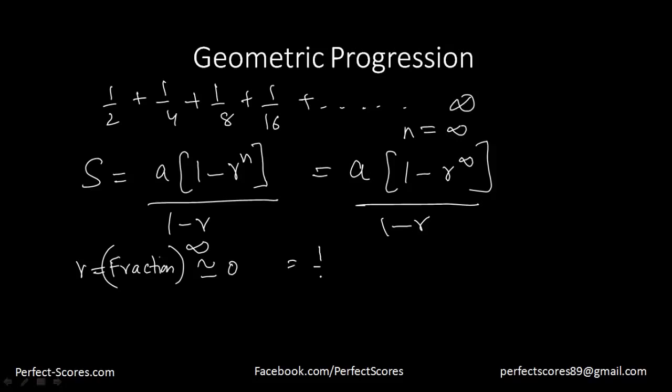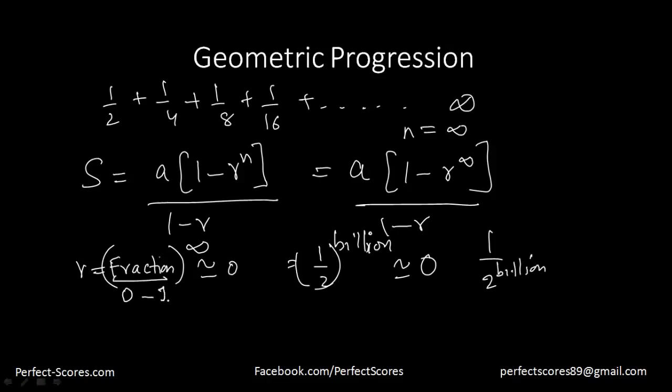If I ask you what is 1 by 2 raised to the power billion? So 1 by 2 raised to the power billion is going to be approximately 0, because it is 1 by 2 to the power billion, which is going to be a really, really big number. Understand, when I say fractions, I mean from between 0 and 1. So if this is going to be 0, the sum till infinite terms is going to be equal to a over 1 minus r. I suppose you're understanding what I'm trying to say here.